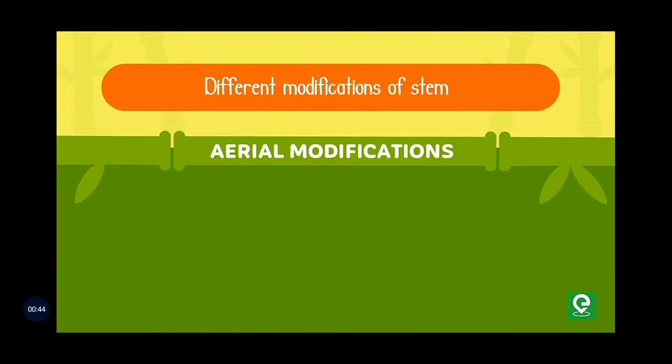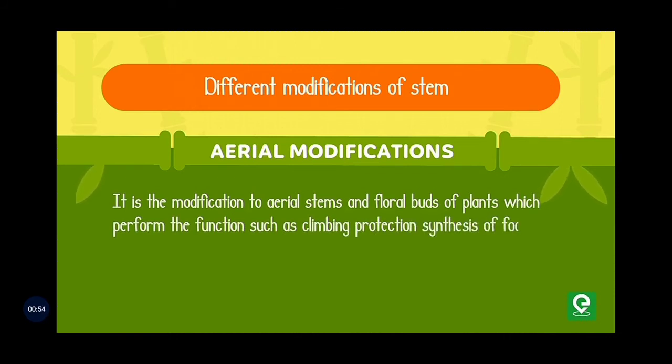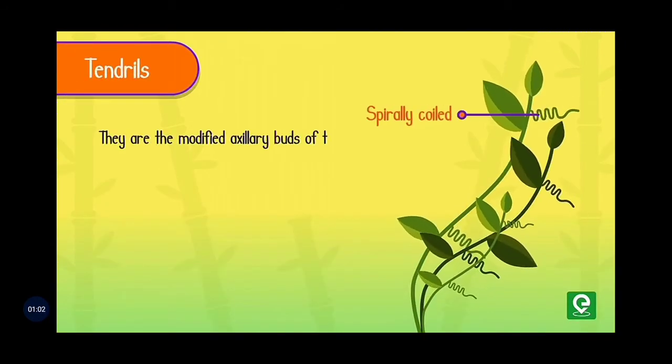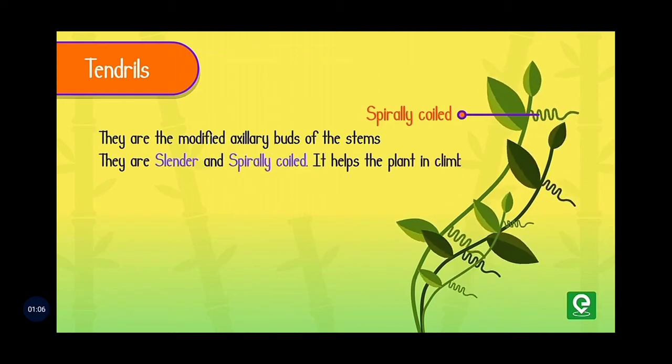Number 1. Aerial modifications. It is the modification to aerial stems and floral buds of plants which perform functions such as climbing, protection, synthesis of food, etc. Different examples of the aerial modifications are tendrils. They are the modified axillary buds of the stems. They are slender and spirally coiled. It helps the plants in climbing.